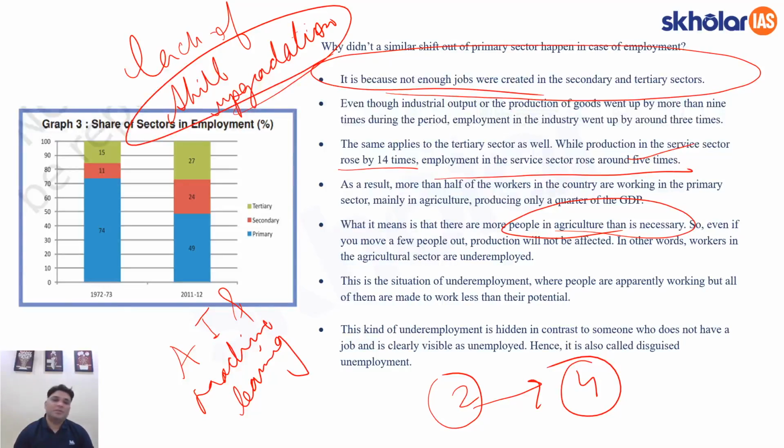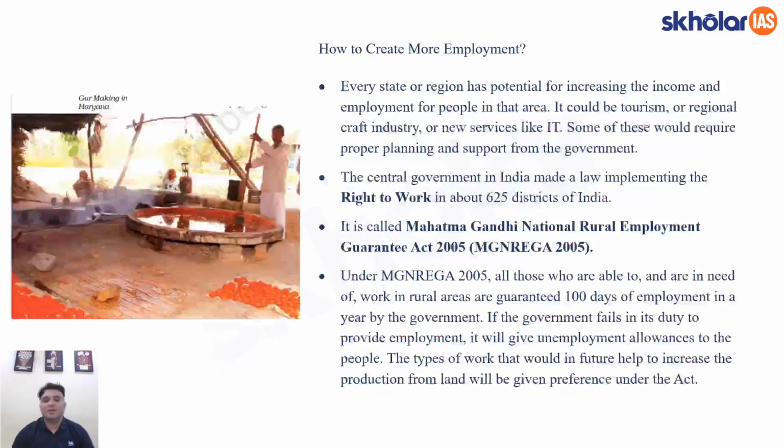Also, the population in India is so high that every sector cannot produce enough jobs for everyone. Okay, so there is underemployment in India, and this kind of underemployment is hidden, right, in India. This is also called disguised unemployment, which I had discussed today also, and which I had discussed in the 9th class NCERTs as well.